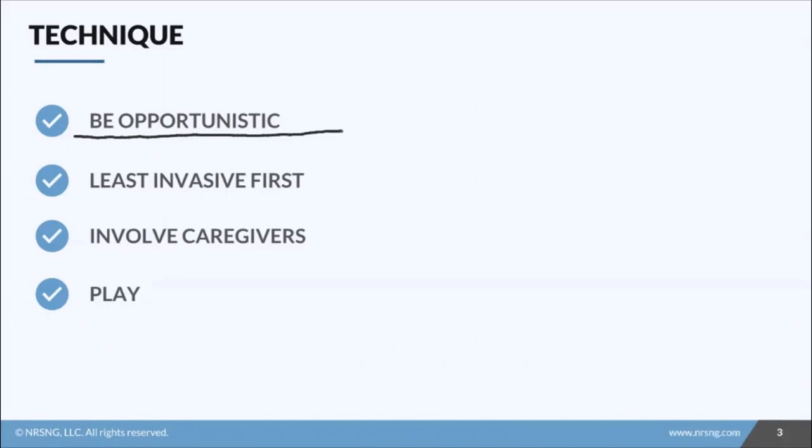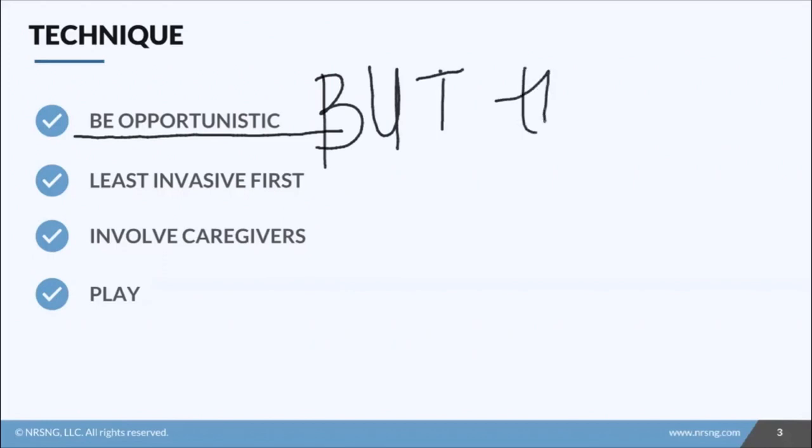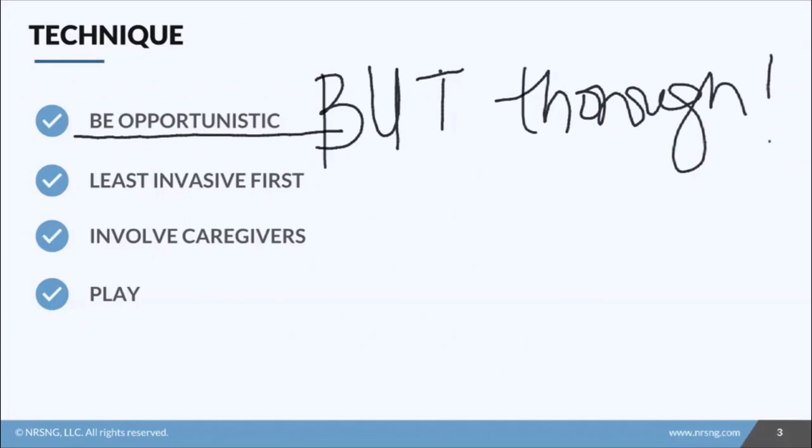Before moving on to the next point, I do want to add a quick thing here. I want you to be opportunistic, but I also want you to be thorough. The reason I say this is because, yeah, we want kids to be happy. Yeah, we want them to sleep. But it's really important that you don't get in the habit of cutting corners to avoid upsetting them. Because if you do this, you will end up missing something really important.